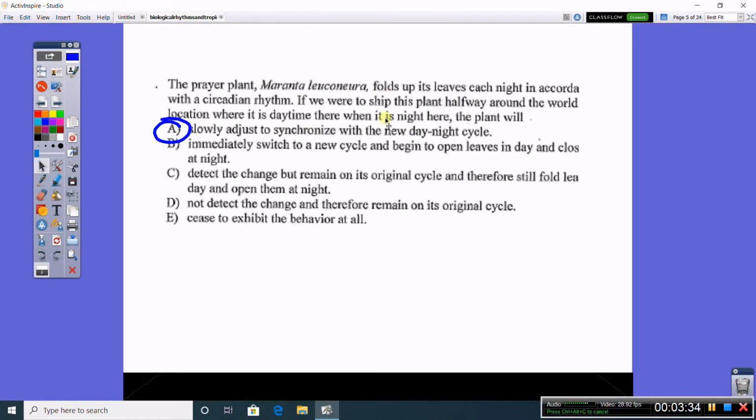Think about if this question weren't even about a plant. What if it was about you as a human? What would you do? Well, if you've ever traveled between time zones, you know that it can take a few days to match your body up to the new time zone and be on a new schedule. So the plant is going to do the same thing.